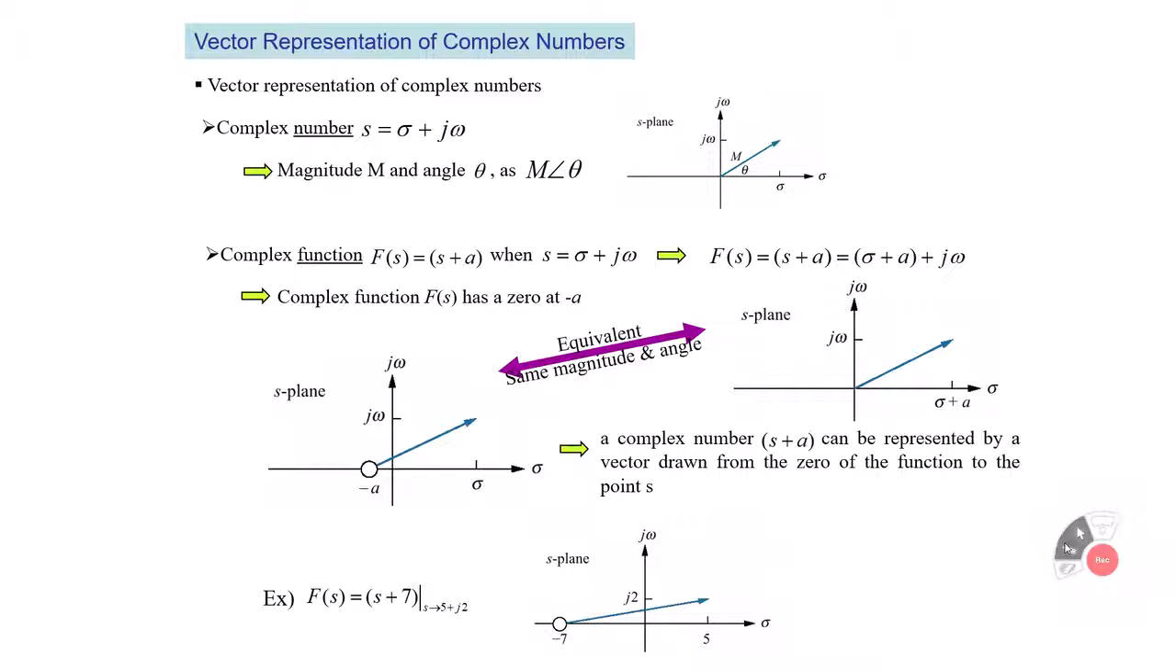All right, look at this example. S plus 7. And if my S is 5.2j, then what? Minus 7. 5.2j, connect. So this is the vector for this case. Okay?